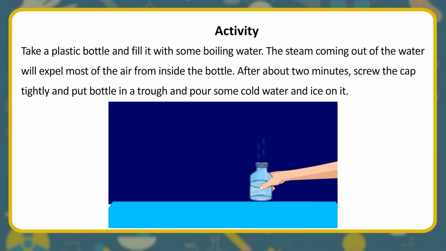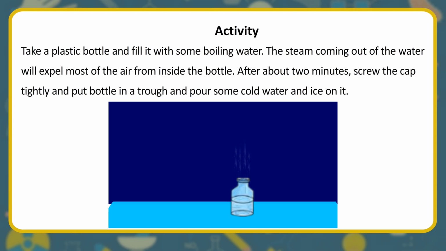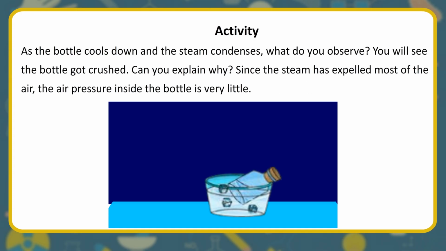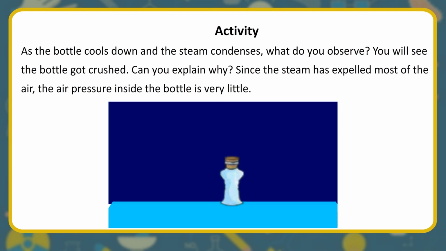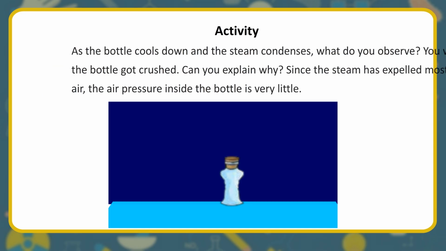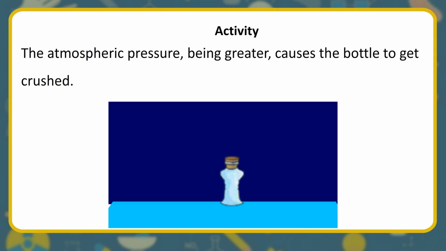Horses pulling the hemisphere. Activity. Take a plastic bottle and fill it with some boiling water. The steam coming out of the water will expel most of the air from inside the bottle. After about 2 minutes, screw the cap tightly and put the bottle in a trough and pour some cold water and ice on it. As the bottle cools down and the steam condenses, what do you observe? You will see the bottle got crushed. Can you explain why? Since the steam has expelled most of the air, the pressure inside the bottle is very little. The atmospheric pressure, being greater, causes the bottle to get crushed.